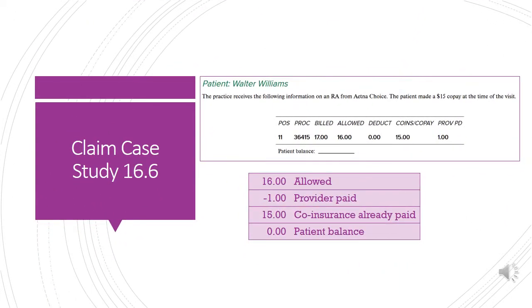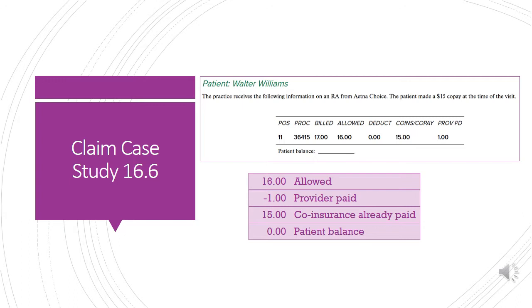Claim Case Study 16.6. Walter Williams, RA, from Aetna Choice is shown here. Note the patient made a $15 copay at the time of visit. $17 was billed, $16 was allowed. Again, the allowed amount is what Aetna Choice negotiated with their contract, and $16 is the most they'll pay for the procedure code 36415. There is no deductible.